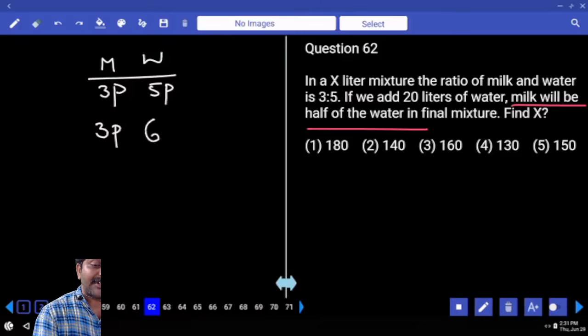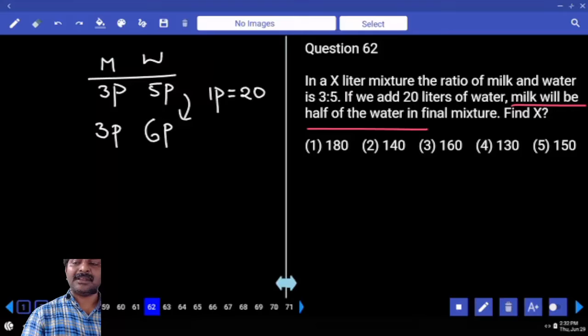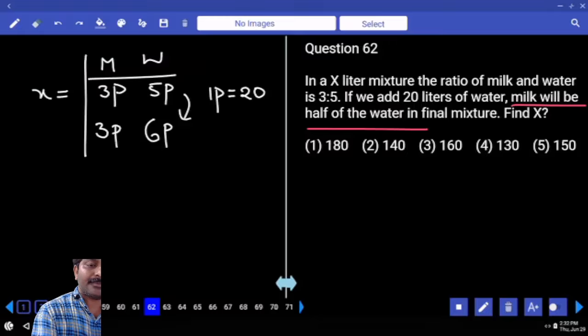That must be equal to 6 parts only. Earlier it was 5 parts, now it becomes 6 parts. That means 1 part is added, and that is equal to 20 liters. And your question is to identify the X value. X is equal to the sum of milk and water, which is equal to 8 parts, which is equal to 160 liters.